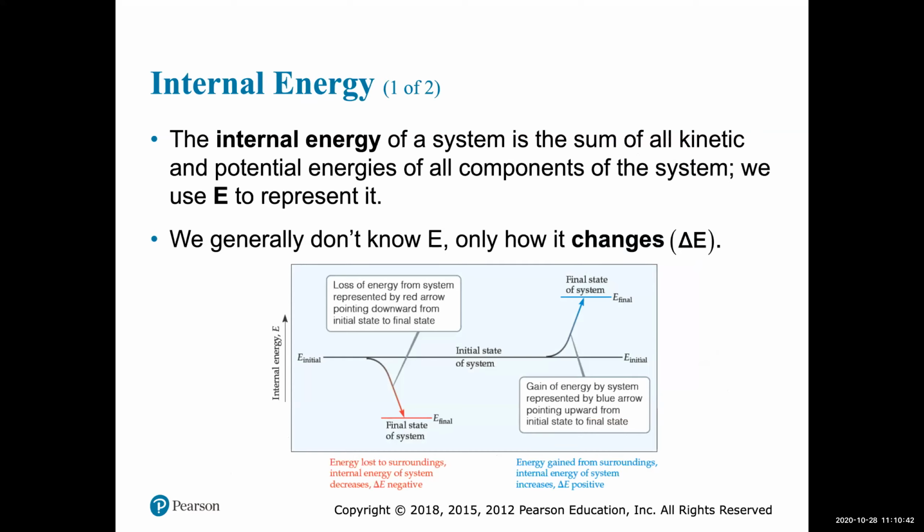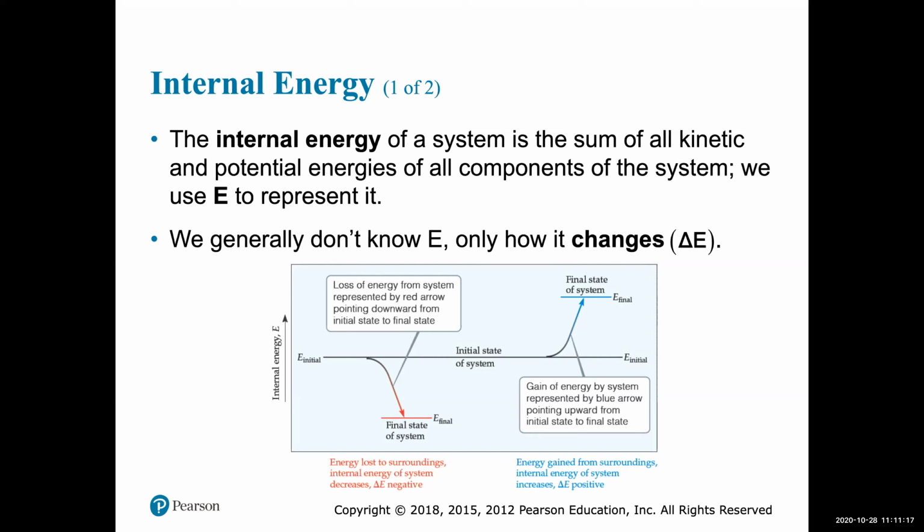We introduced the concept of internal energy of a system. And we said that the internal energy is the sum of all the kinetic and the potential energies of all the components of the system. We use the capital letter E to represent that. Since it's difficult to know what E itself is, we're usually looking at changes in internal energy. So we have an initial state and a final state, and we see what that difference is.